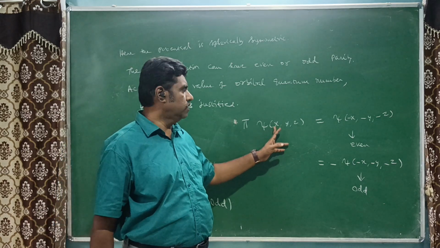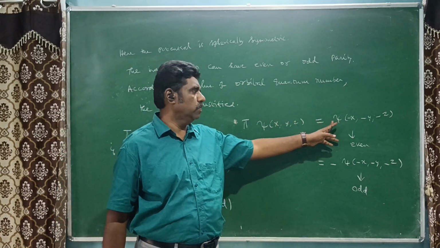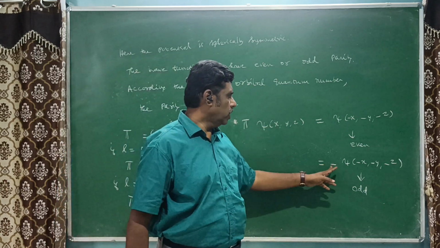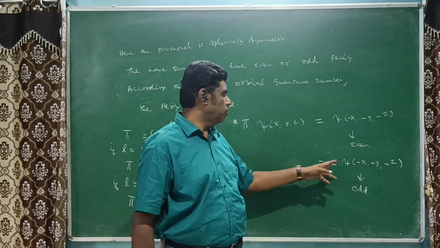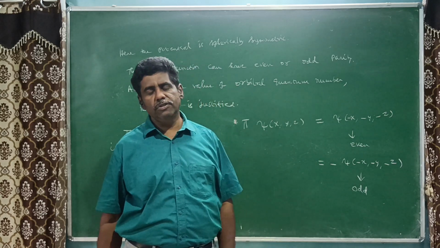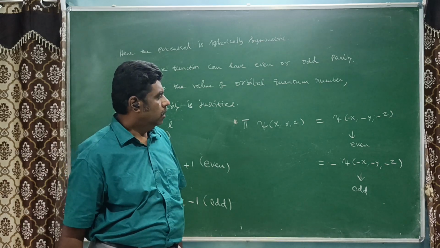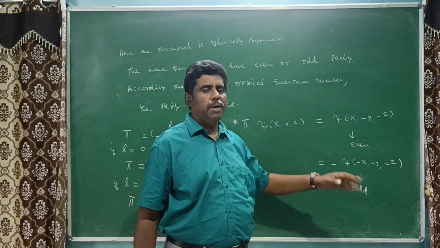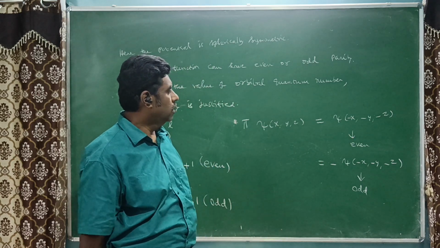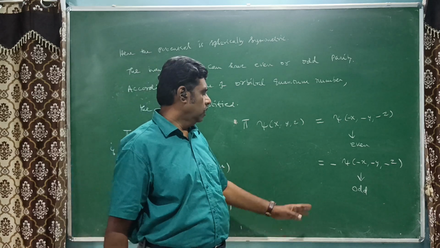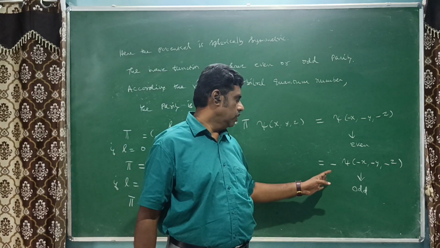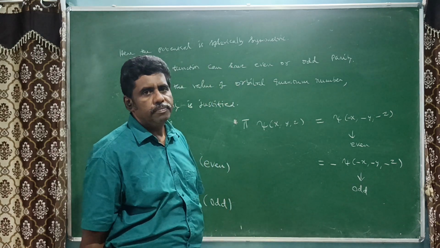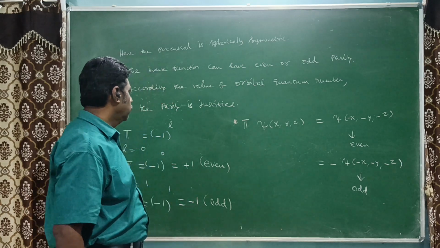On inversion of coordinates, if there is no change in the sign of the function, then the parity is said to be even. On inversion of coordinates, if the sign of the wave function is changed, psi is changed into minus psi, then the parity is said to be odd. The wave functions describing even parity are called symmetric wave functions. The wave functions described by odd parity are said to be antisymmetric wave functions.